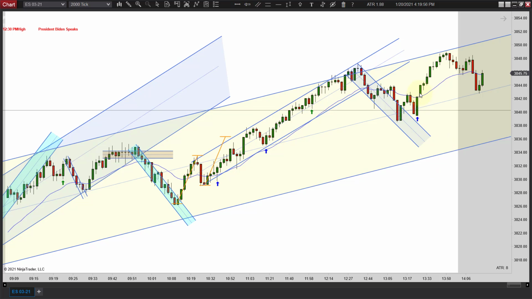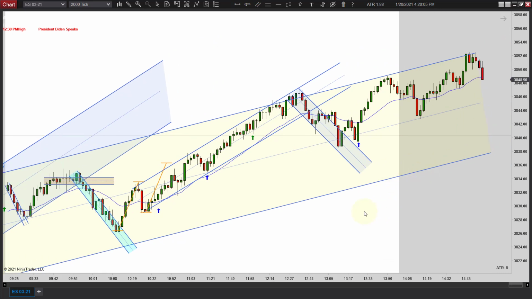So you get that little jump over right there, and this thing takes off, and that would have been a great afternoon trade right there. And that took you into the 2 o'clock hour. Notice there's another second entry long right here, but it's a little bit too late into the day.